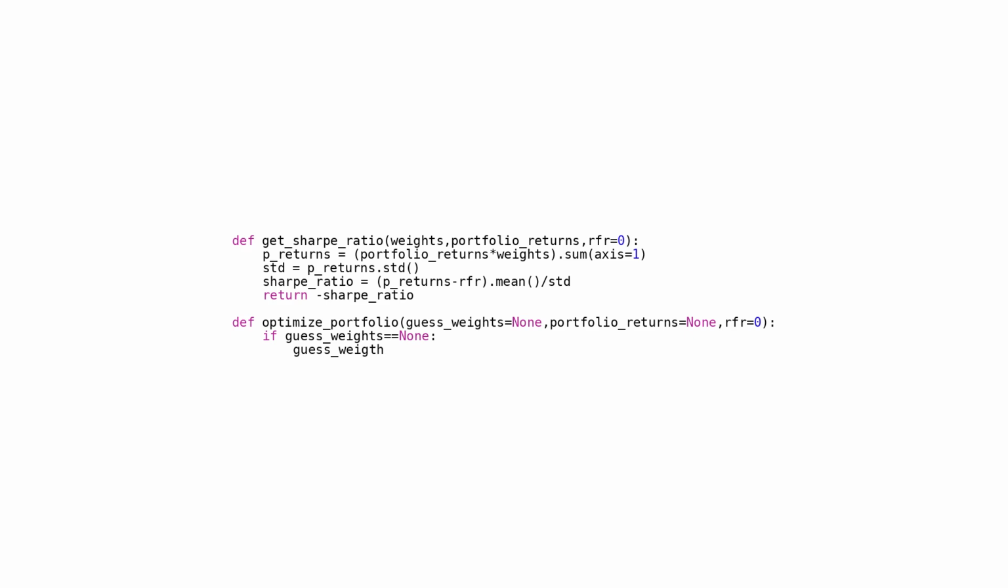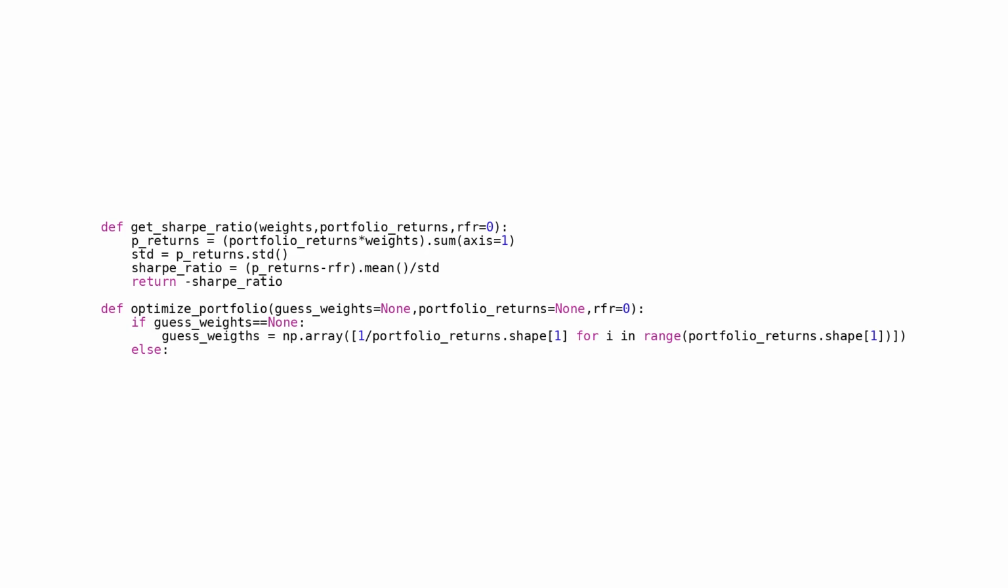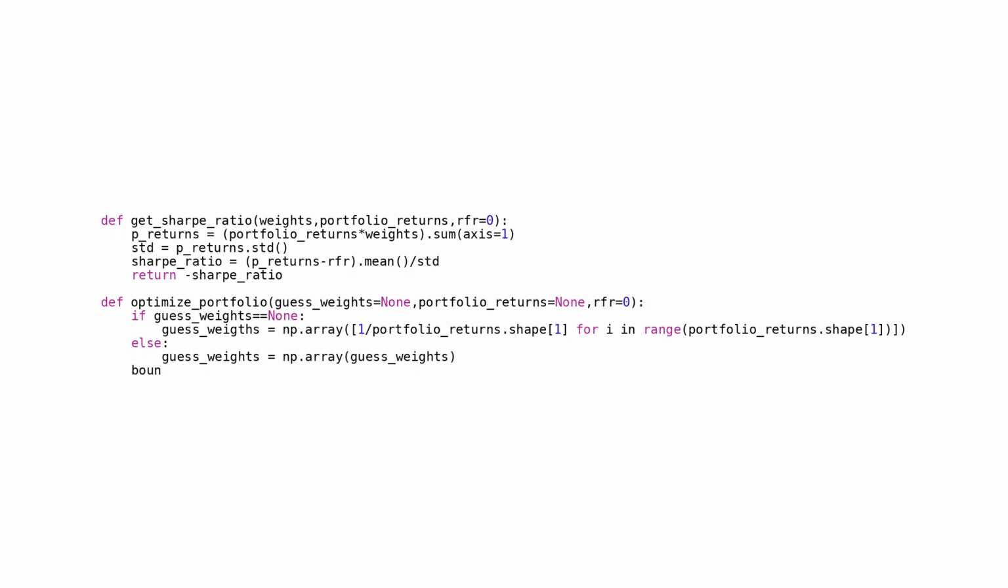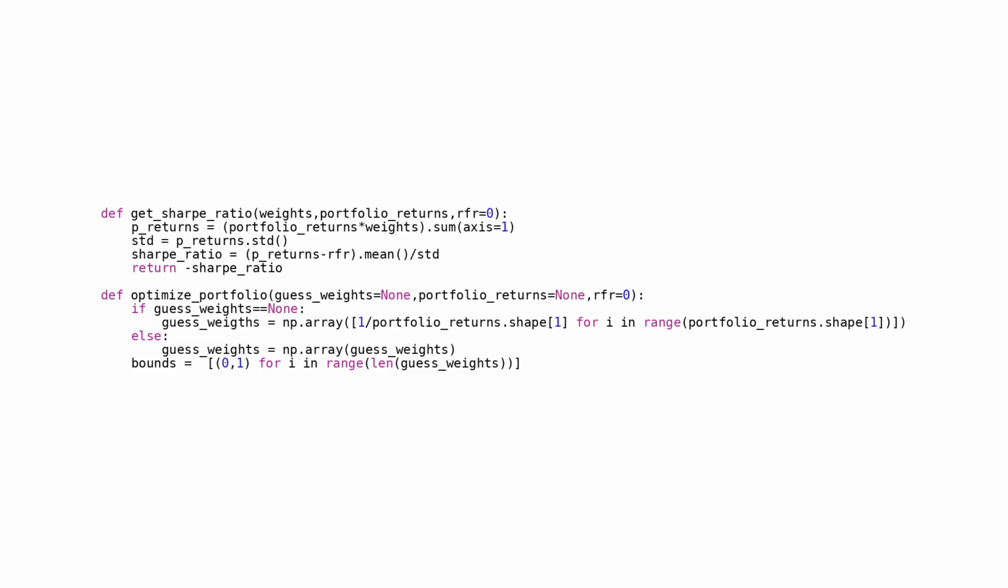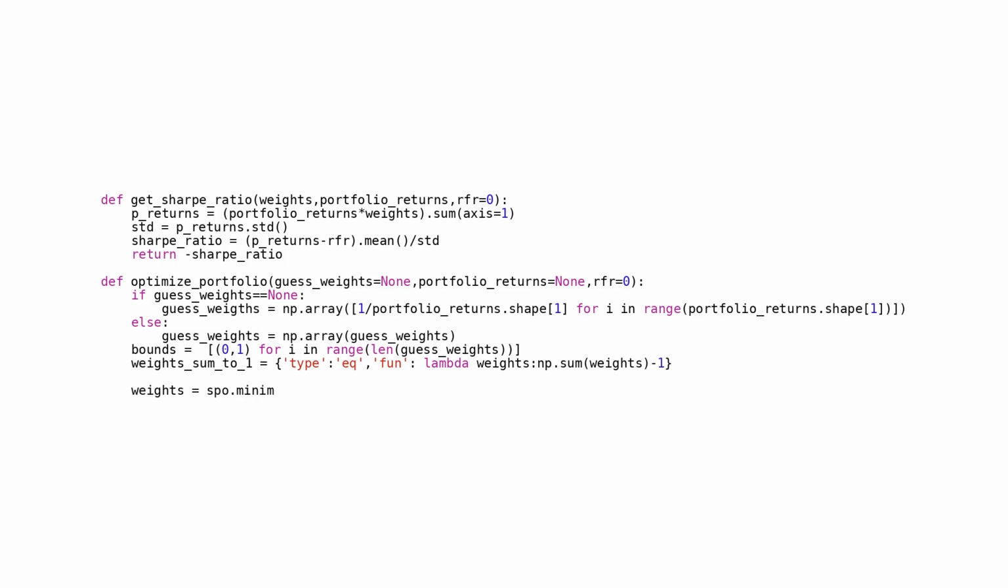The optimize_portfolio function is used to find the best weights for assets in a portfolio. It requires initial weights, returns of assets, and the risk-free rate as inputs. If no initial weights are given, it assumes equal weights for assets. The function uses scipy.optimize.minimize to calculate the optimal weights that maximize the Sharpe ratio. The sum of weights must be 1, and each weight should be between 0 and 1.